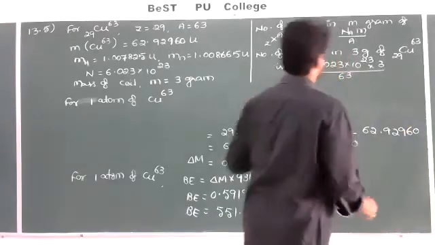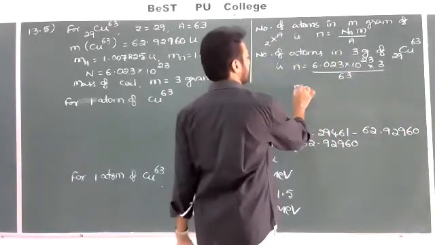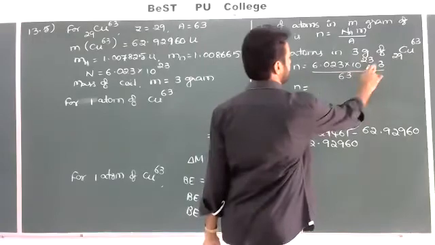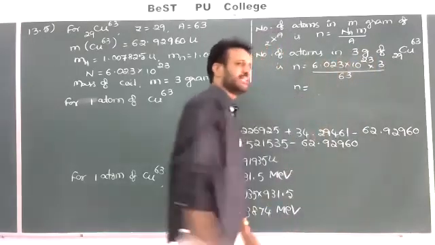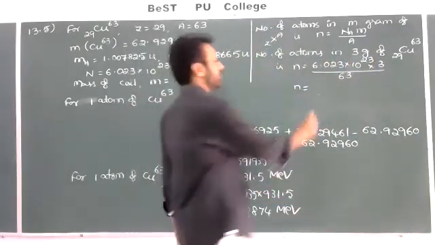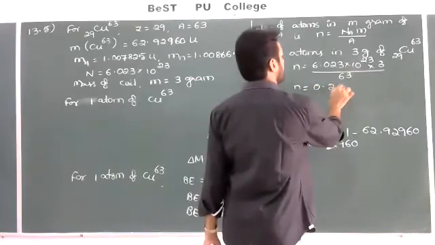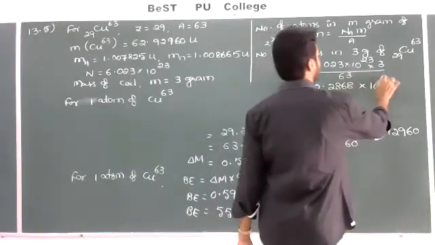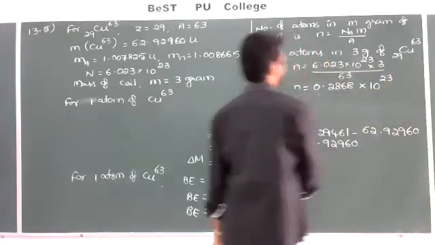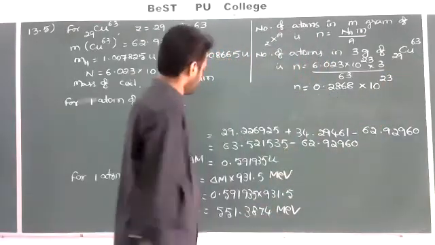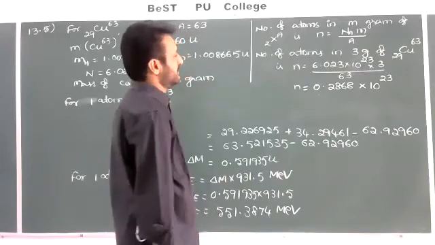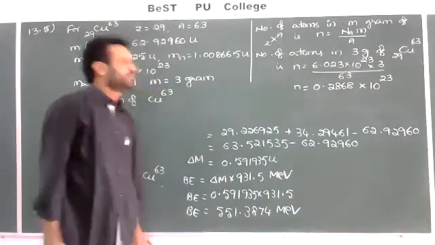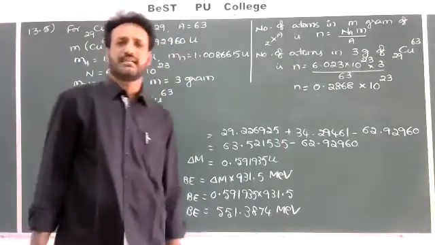Check how much this value is. 6.023 into 3 divided by 63 directly gives 0.2868 into 10 to the power of 23 atoms.